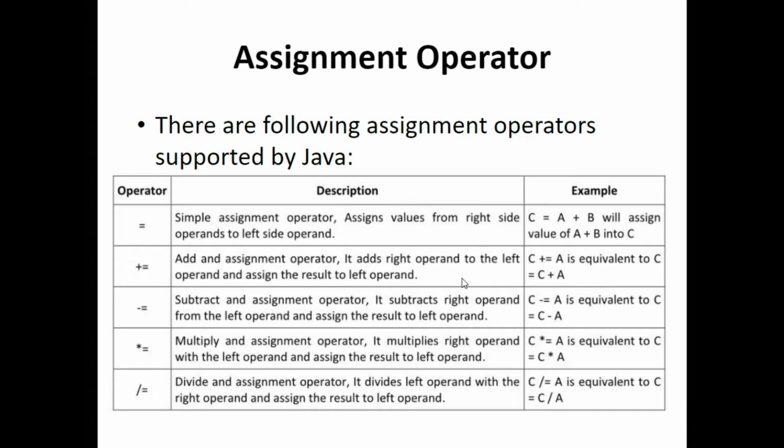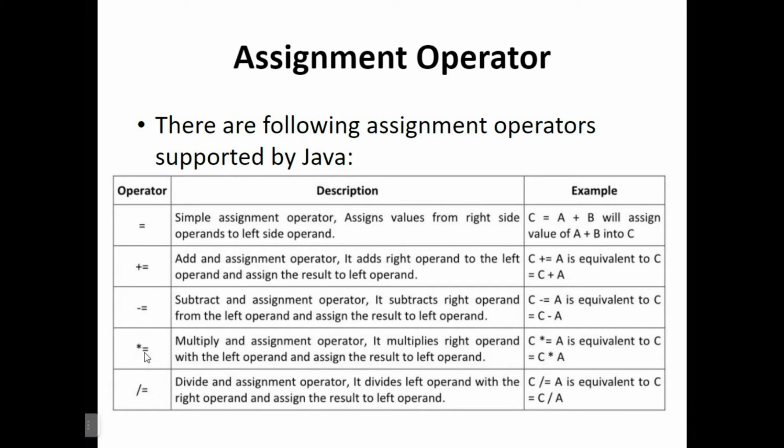Okay, next one is plus equal sign, that is add AND assignment operator. It adds the right operand to the left operand and assigns the result to the left operand. It means c plus equal a is equivalent to c is equal to c plus a. Next one is minus equal, subtract AND assignment operator. It subtracts the right operand from the left operand and assigns the result to the left operand. If I write c minus equal a, that equals c is equal to c minus a.